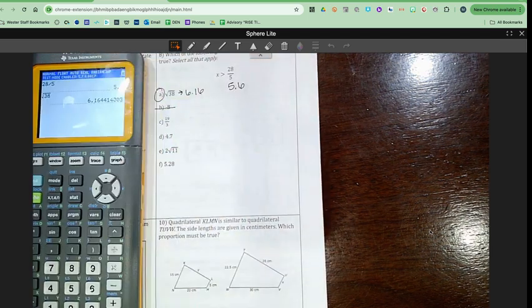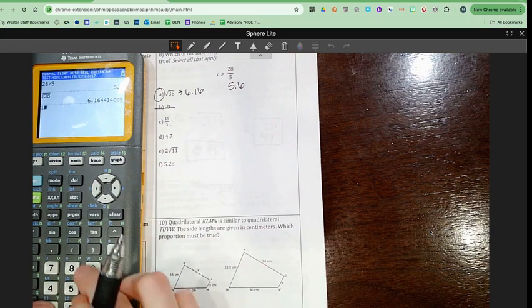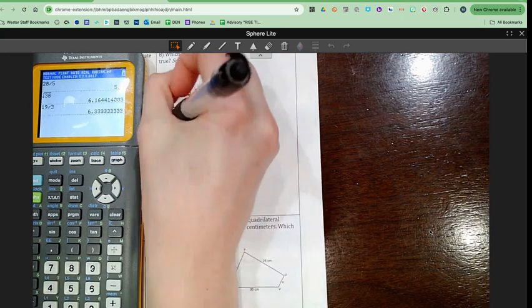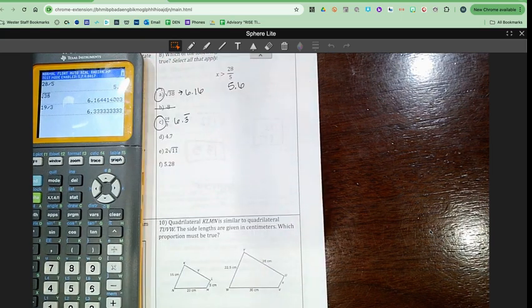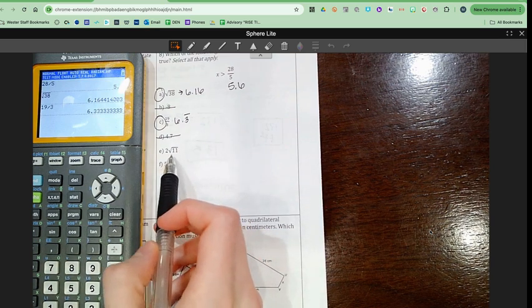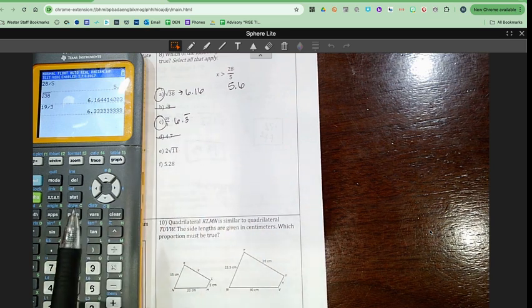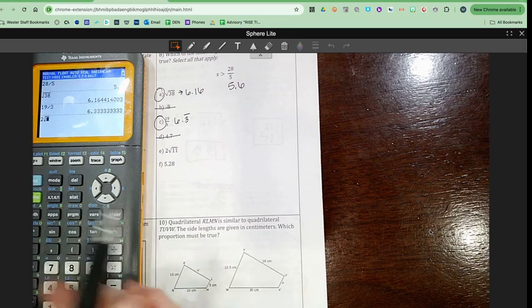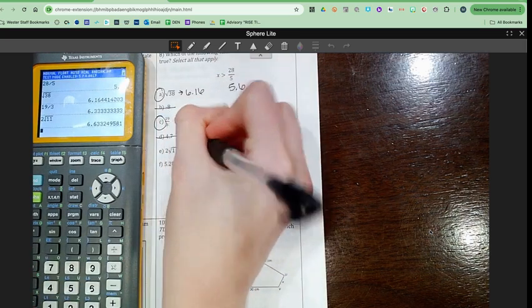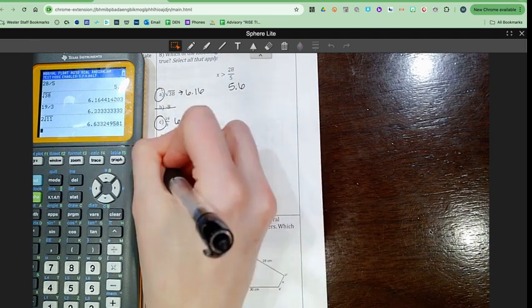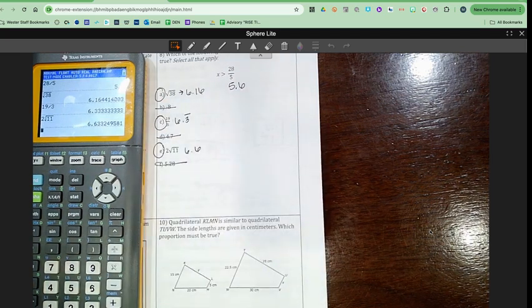-8 is not greater than 5.6, so that doesn't make sense. 19 divided by 3 is 6.3 repeating. It's greater than 5.6. 4.7 is not greater than 5.6. E, I'm going to type it exactly as it is written, so I'm going to do 2. Then we have the square root of 11. And that is indeed 6.6, so that's greater. 5.28 is not greater than 5.6.